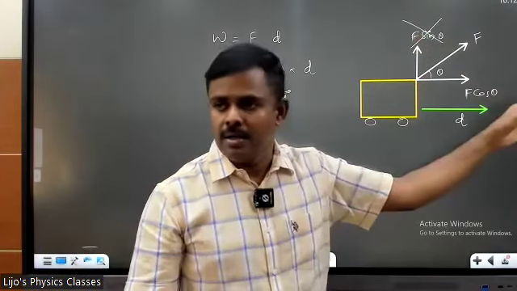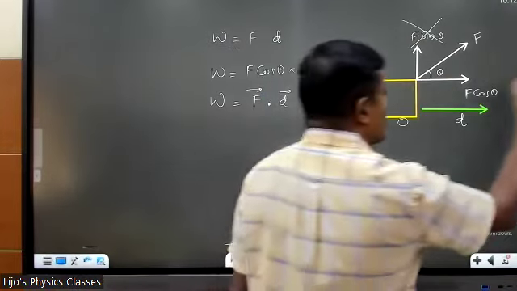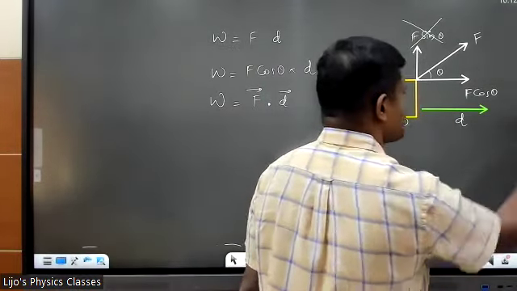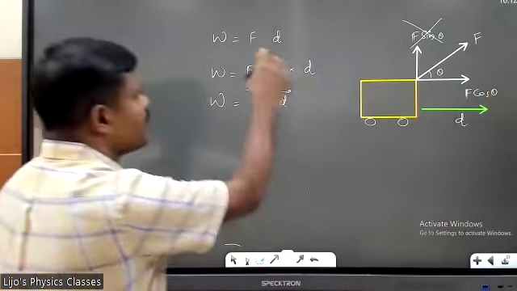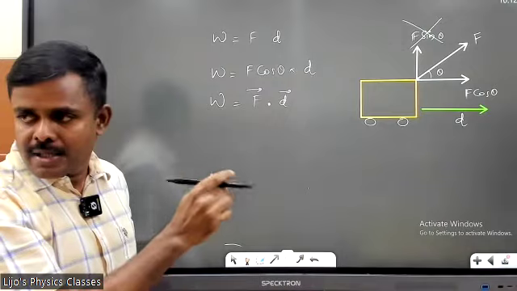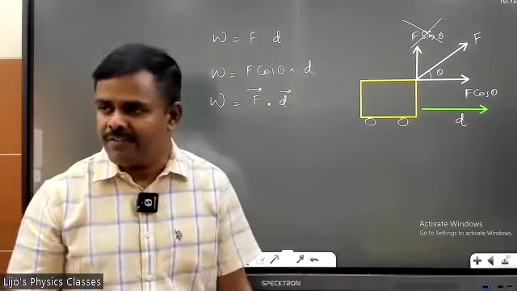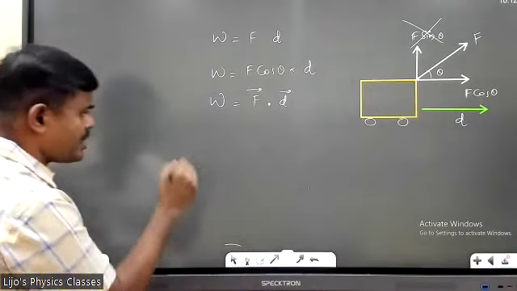F cos theta alone causes the body to displace, right? F cos theta is to the right. Even the displacement is to the right. So instead of F, I can say F cos theta into D. And it is like A B cos theta, which may be written as A dot B, F dot D. Let me tell you three scenarios.